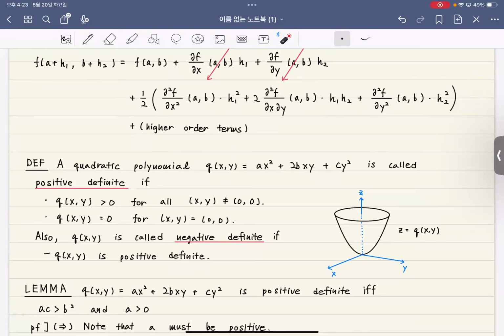Also, a quadratic polynomial is called negative definite if minus Q(x, y) is positive definite. This definition is very silly, but it is also easy to understand. The graph of a negative definite polynomial always looks like this: an inverted ball that only touches the xy plane at the origin. Otherwise, when x and y are not 0, the function value of a negative definite quadratic polynomial is always strictly negative. That is a negative definite polynomial.